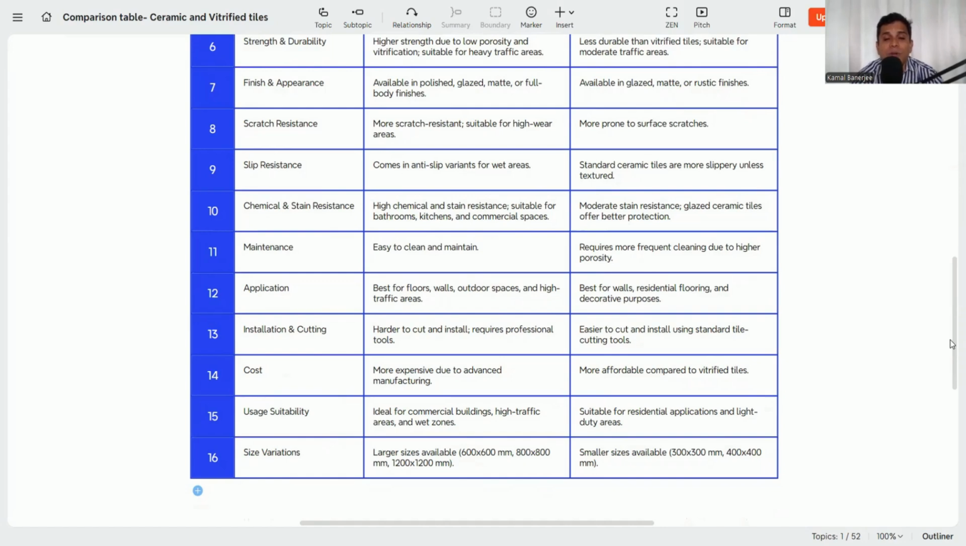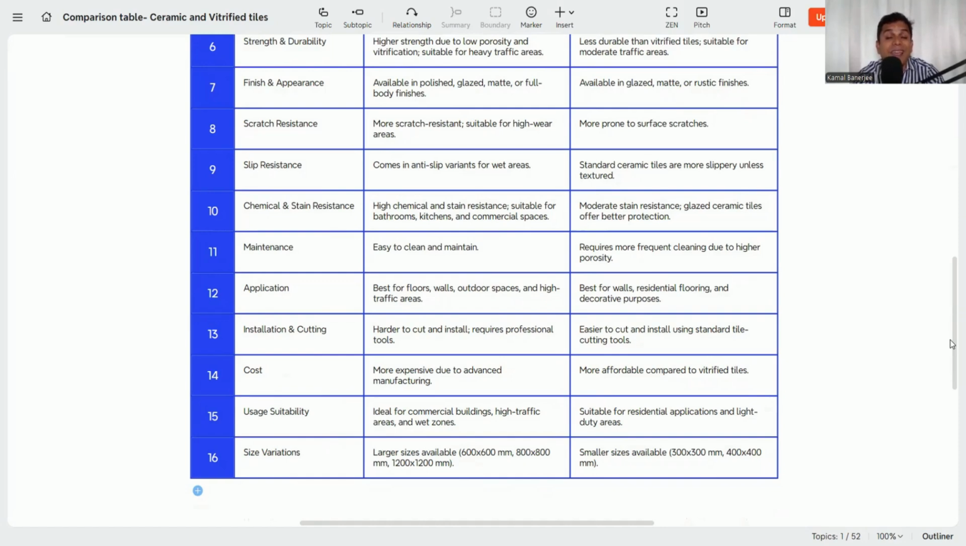Then cost: vitrified tiles are more expensive due to advanced manufacturing. Obviously vitrified tiles have a higher cost than ceramic tiles, because they have slip resistance, scratch resistance, chemical and stain resistance, and easy maintenance. All these criteria have to be satisfied. That is why the manufacturing process is different and the raw material is different. That is why the cost of vitrified tiles is higher than ceramic tiles, and ceramic tiles are more affordable compared to vitrified tiles.